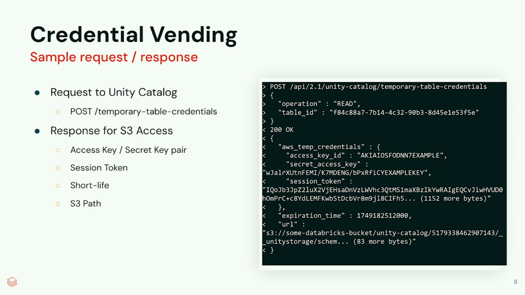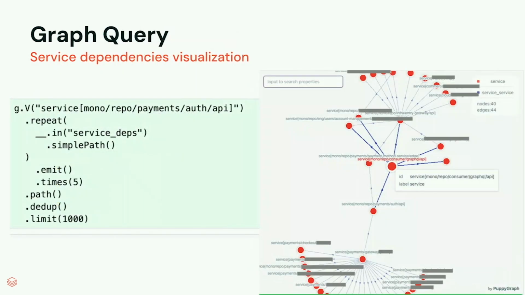Now let's take a look at what kind of applications we have on top of the tracing data. This is the first use case we're going to describe: service dependencies. The idea is that we have different nodes in the graph, and each node represents a specific service in our use case.